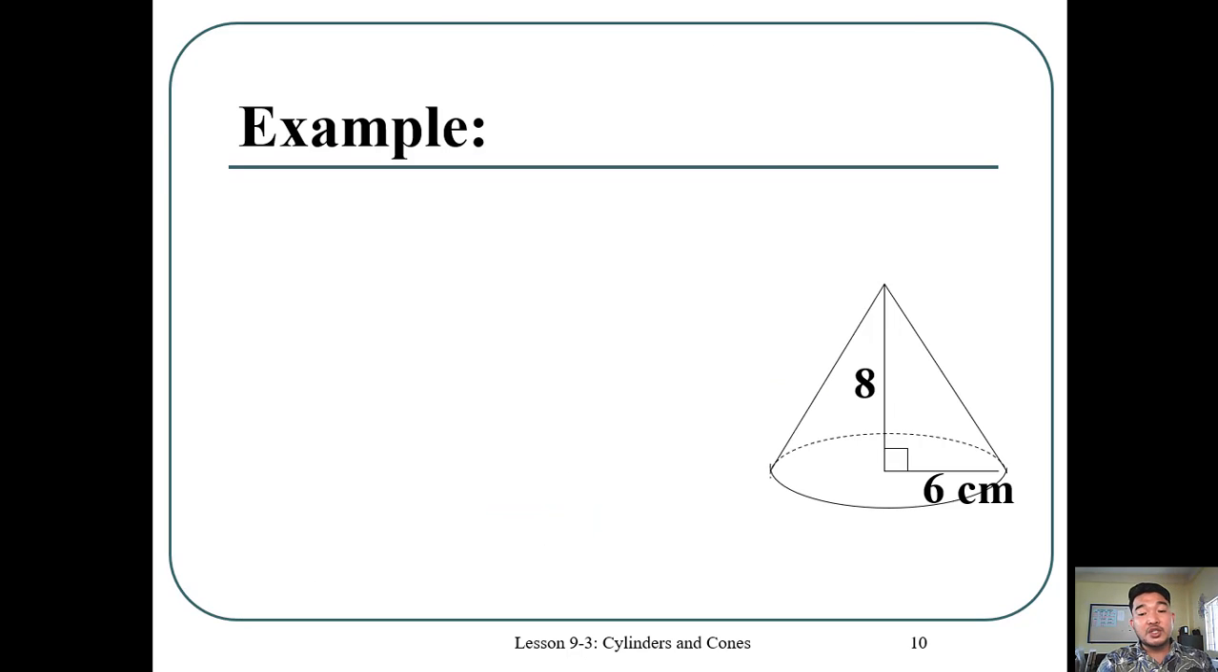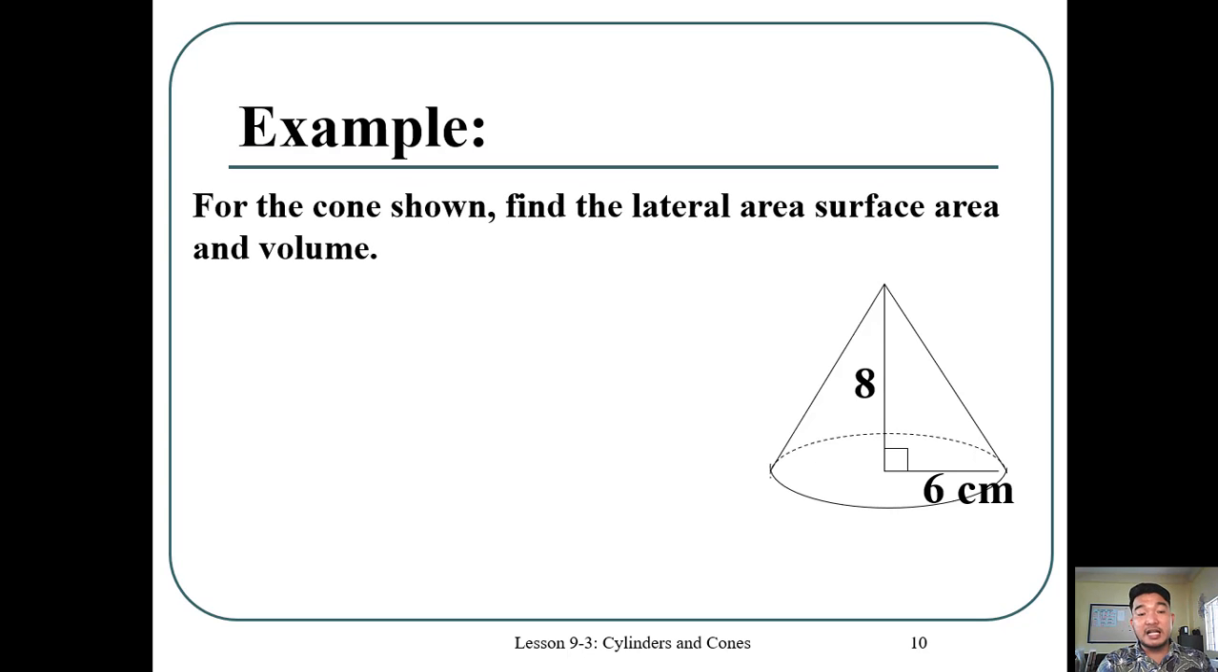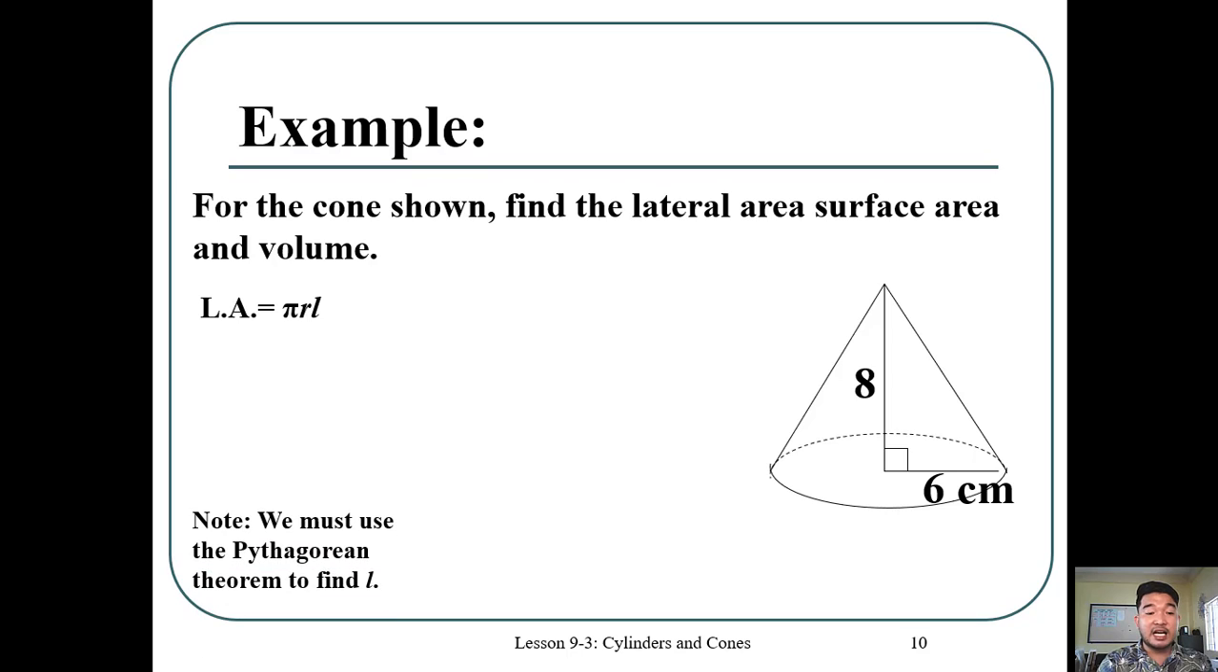Example. Given this altitude and radius, we can now solve for the slant height. For the cone shown, find the lateral area, surface area, and volume. So LA is equal to pi r L, but we do not have L, the slant height. So we must use the Pythagorean theorem to find L. So 6 squared plus 8 squared is equal to L squared. So you will have 10. Is that correct? Let us check. 64 plus 36 is equal to 100, and the square root of 100 is 10. Correct. The slant height is 10.